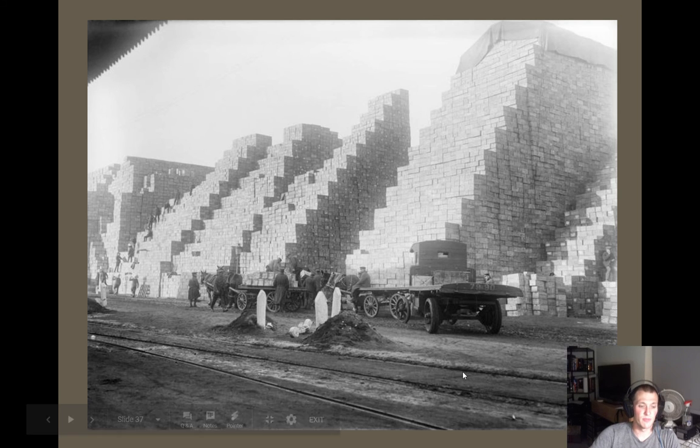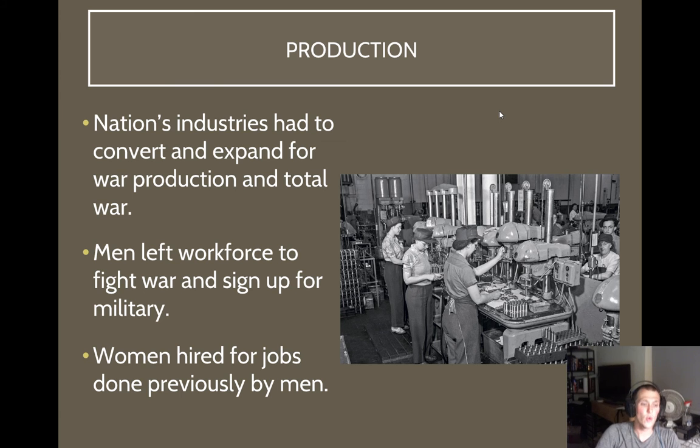I love this picture from the Imperial War Museum as well, where you can just see the sheer number of mountains of supplies that need to be brought out to the front and things like that, right? So then we're talking production, right? You're having women heading into the factories to take the spots of the men, right, and all that good stuff.